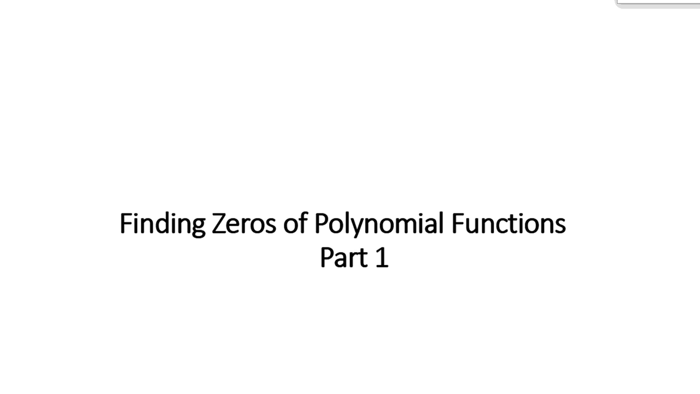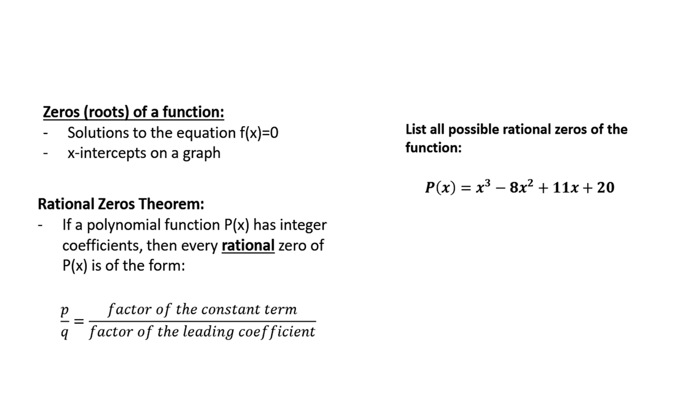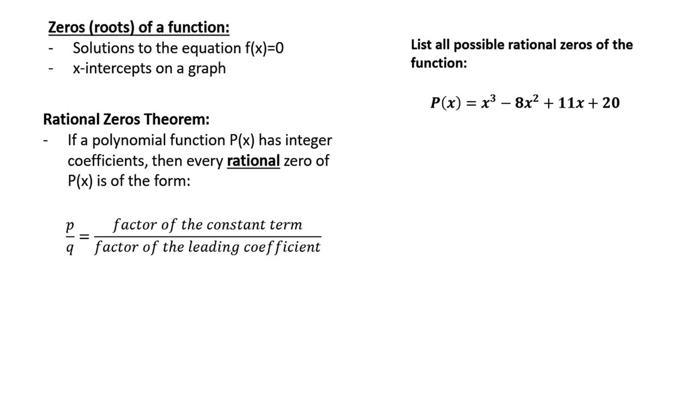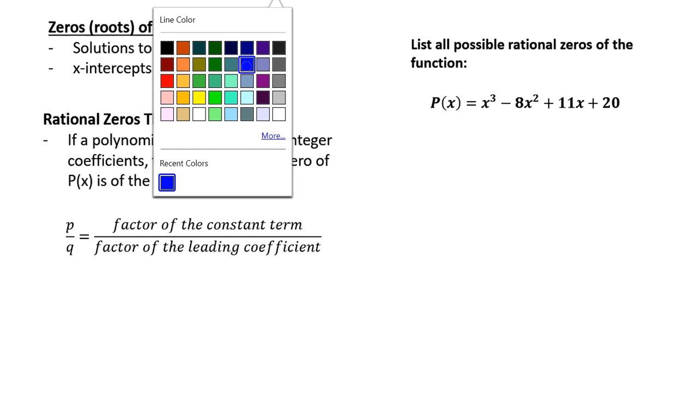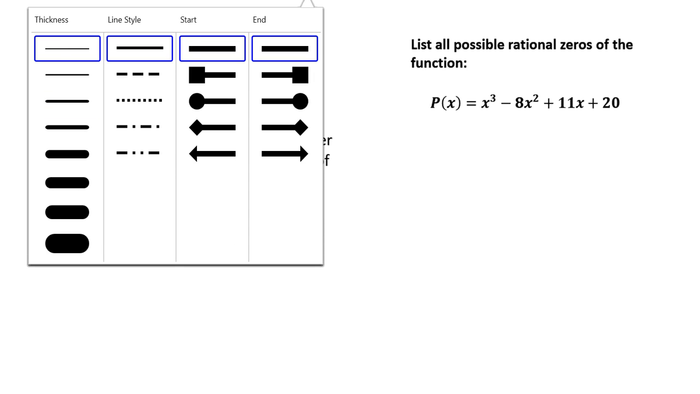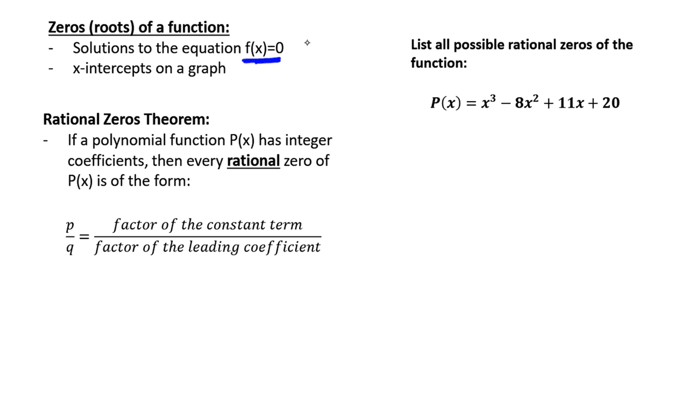Finding zeros of polynomial functions. Now, zeros, all that means is roots, they're called. It's solutions to this right here, this f of x equals 0. Now, if you remember, f of x and y are the same thing. So that's when y equals 0.